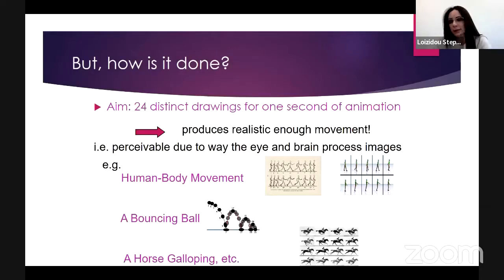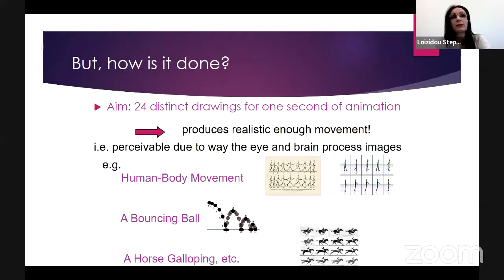But how did this idea all start? As I said, I will go through a bit of the history of how things started and how they have moved on nowadays. The idea is that we are aiming for 24 distinct drawings for 1 second of animation. Normally, the way our eye and brain work together, with anything above 15 frames and more, our eye cannot really tell that this is frame by frame shooting, but we rather identify it as a continuous, realistic motion.